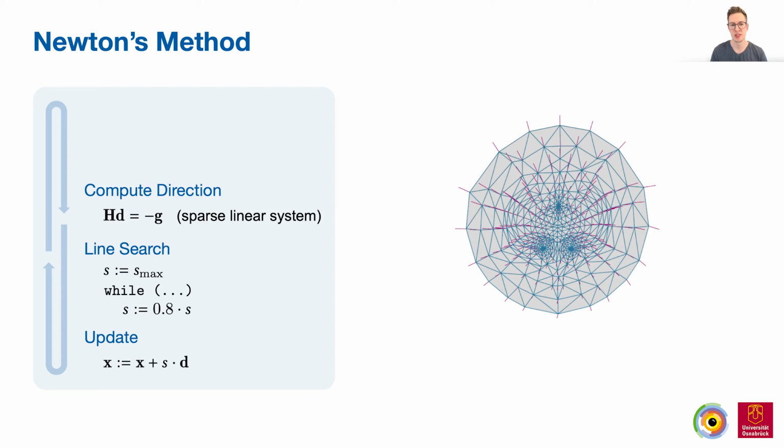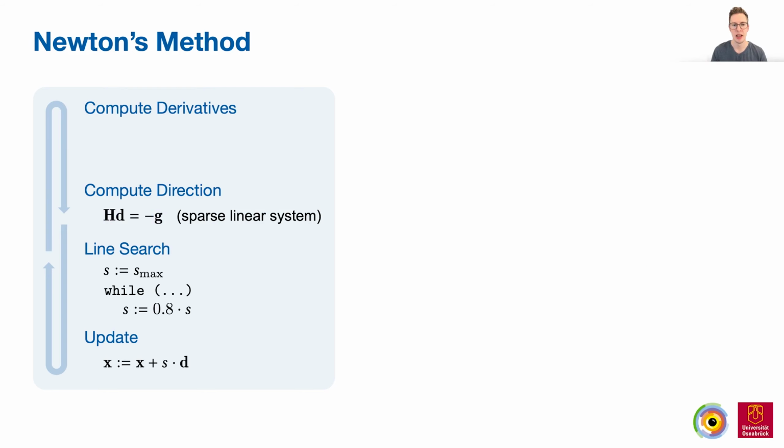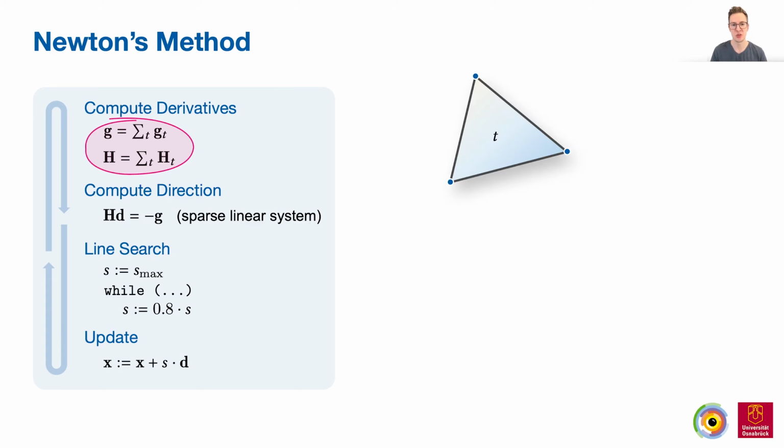The system involves the gradient and the Hessian matrix of the objective at the current point. Now, computing these is often the biggest challenge when implementing Newton's method in practice. Luckily, we can compute the derivatives for each triangle individually and then combine the results. So a single triangle in the plane only depends on its 3 vertices. Each of these is a 2D point, and that makes 6 variables in total. So we compute a 6-dimensional gradient and a 6x6 Hessian matrix.